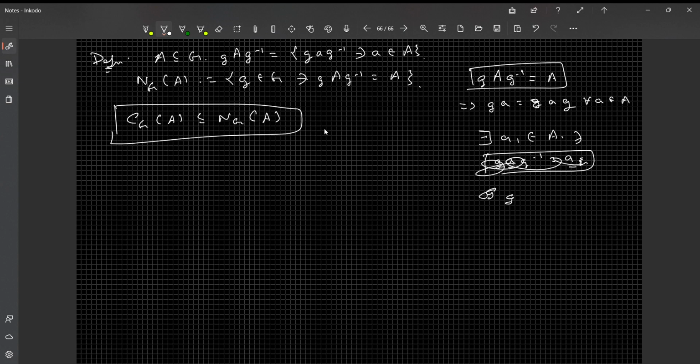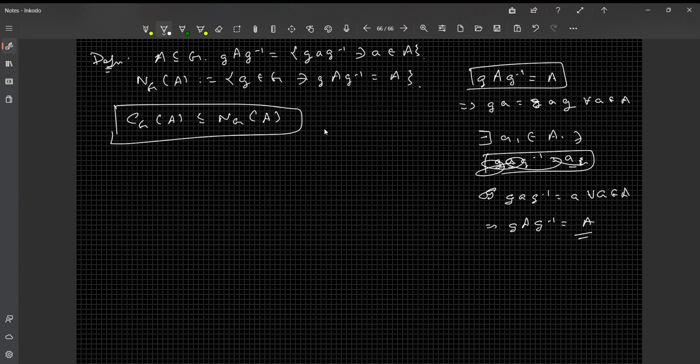So if I choose an element g from the centralizer of A, that means g a g inverse is equal to a for all a in A. But that necessarily means g A g inverse is equal to A, right? So g must be in the normalizer of A as well. And the converse is obviously not true, by the way I just explained.